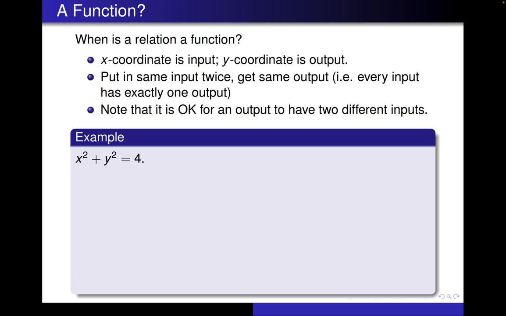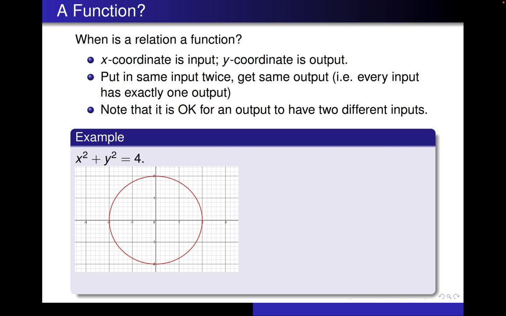So let's look at a different relation and see if it's a function. This is our circle, x squared plus y squared equals 4. Let's see if we can figure out whether or not it's a function. Well, here's what our graph looks like. Again, it's a circle of radius 2 centered around the origin.